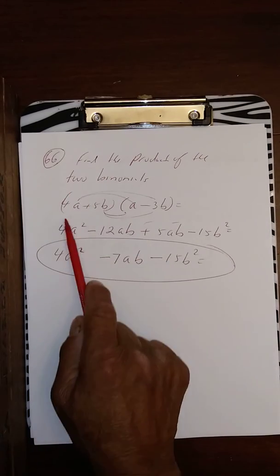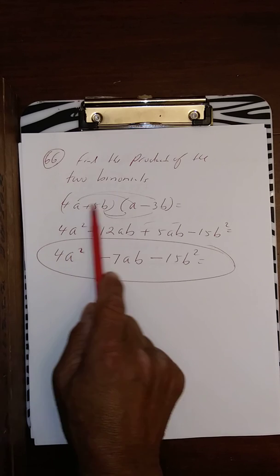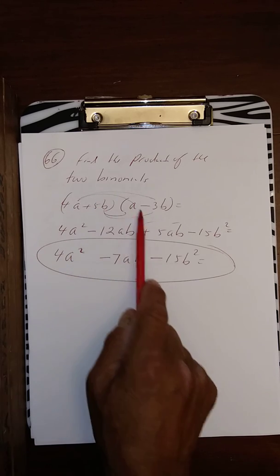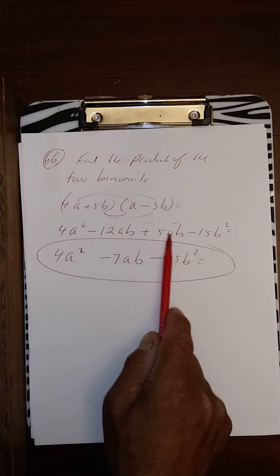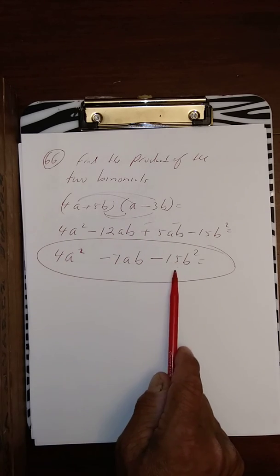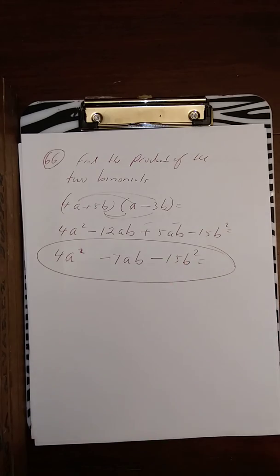Find the product of the two binomials. So 4 times that is 4a squared. 4 times that is negative 12ab. 5ab, and that times that is negative 15b squared. So we have 4a squared, this one, negative 7ab, and then minus 15b squared.